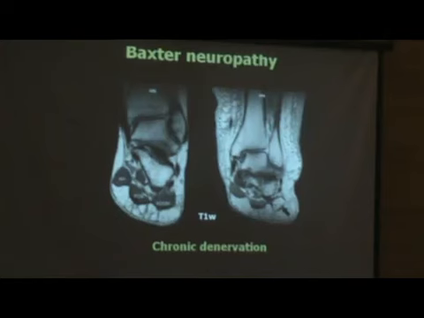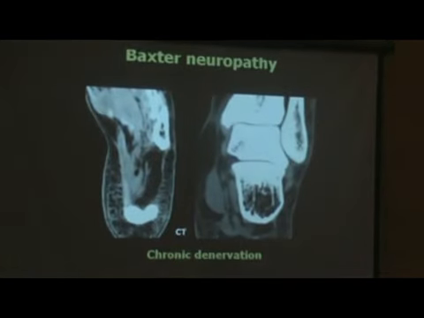So this is a normal abductor digiti minimi muscle. You can see here on your right image, those are coronal T1 weighted sequences, and on the image on your left, you can see a very important atrophy of the muscle, telling us that there is chronic denervation because of entrapment in Baxter neuropathy.